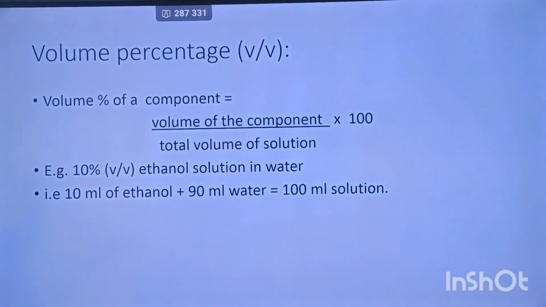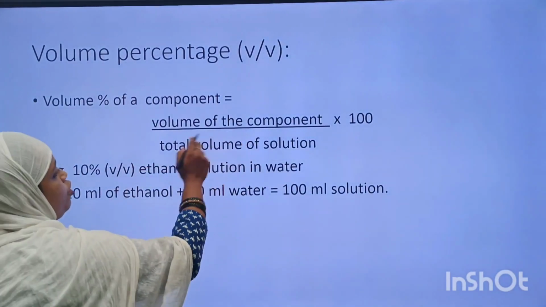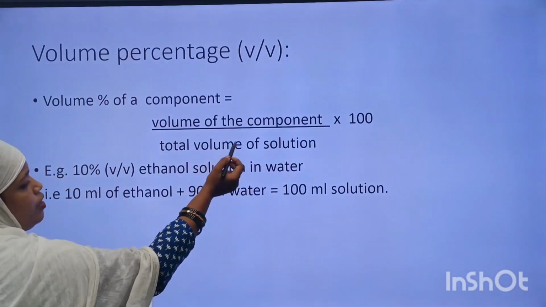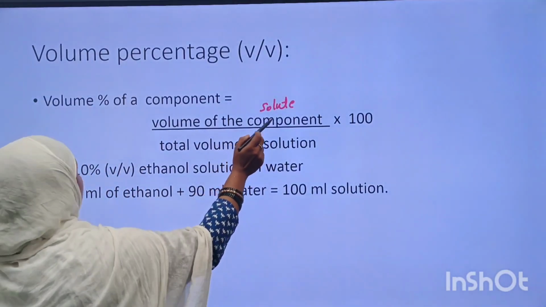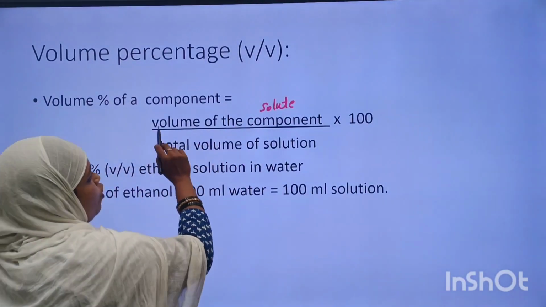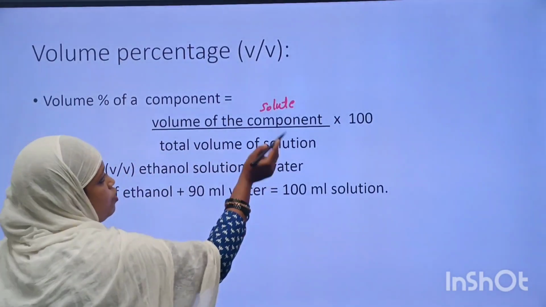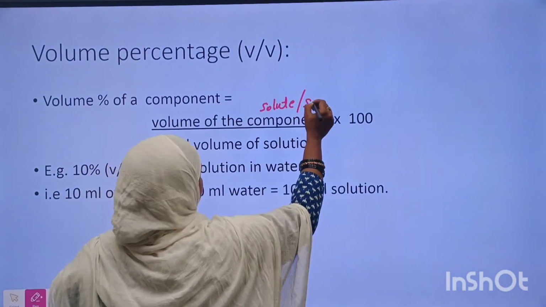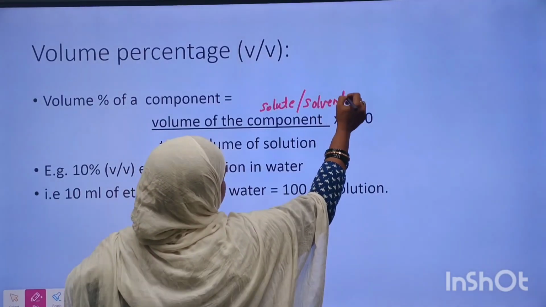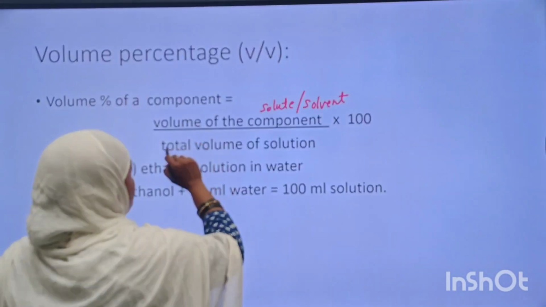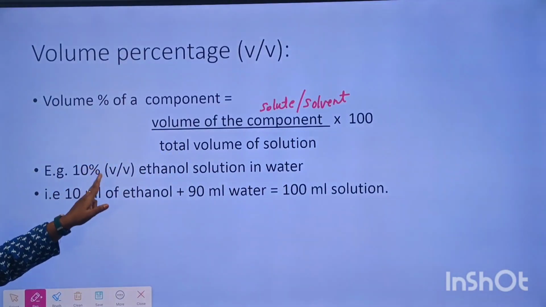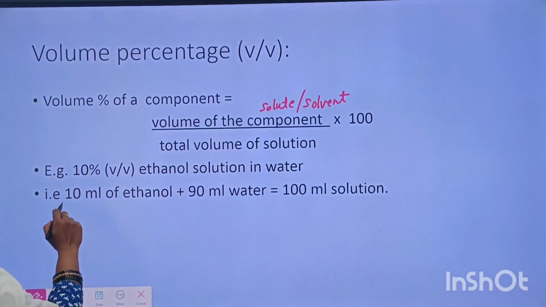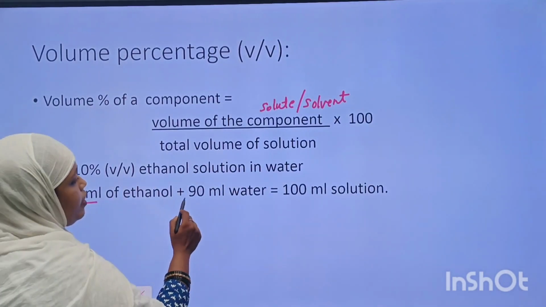factor is volume percentage. Now over here, it is the volume of the component upon total volume of the solution. If I want to find the volume percent of the solute, I can say volume of the solute upon total volume of the solution. Or if I want the volume percentage of the solvent, then I can say volume of the solvent upon total volume of the solution into 100. Over here I have given an example of a 10% volume by volume ethanol solution in water. That means 10 ml of ethanol in 90 ml of water.